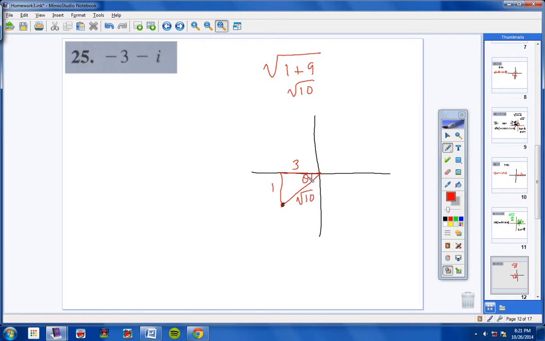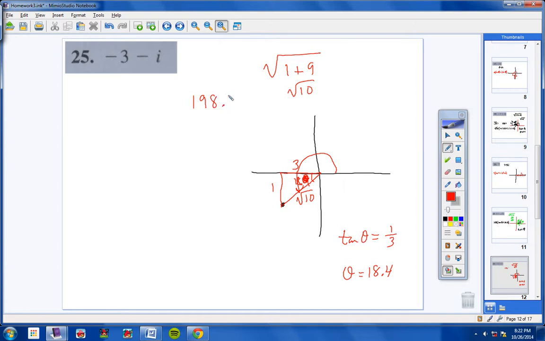Here's theta. So we're going to say tangent of theta equals opposite over adjacent. So inverse tangent of 1/3 would be 18.4 degrees. So we're going to cross that off. We'll put 18.4 right here. So we're going to go 180 plus 18.4 more, and that would give us 198.4.